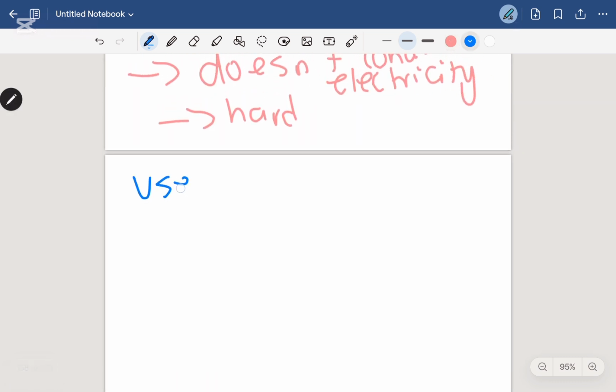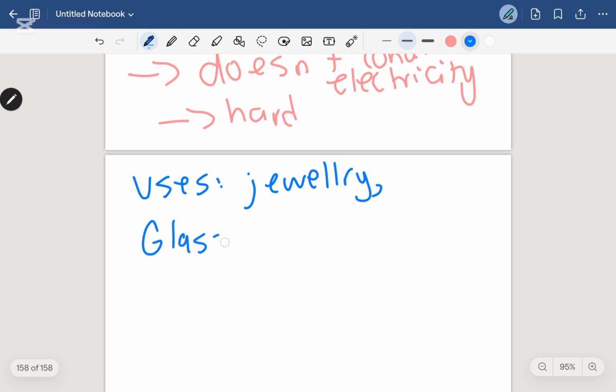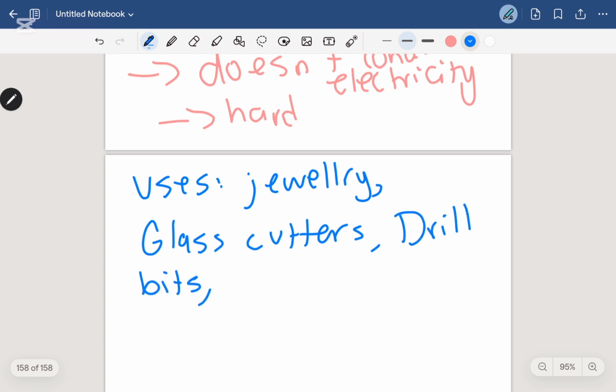Now, some uses you need to know: definitely jewelry. A lot of girls, even some guys, have jewelry with diamonds in them. They are used for glass cutters as discussed before. They are used for drill bits. I'm just going to write them all because they're probably going to come as choose, select all, and apply.